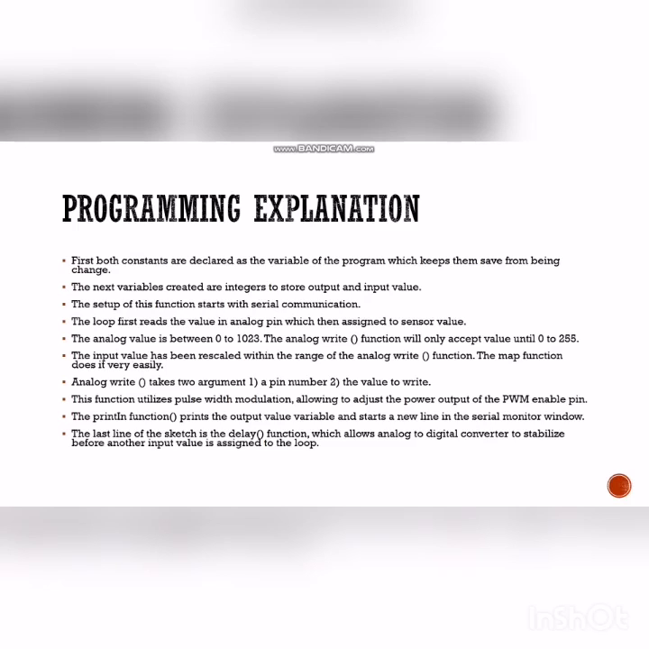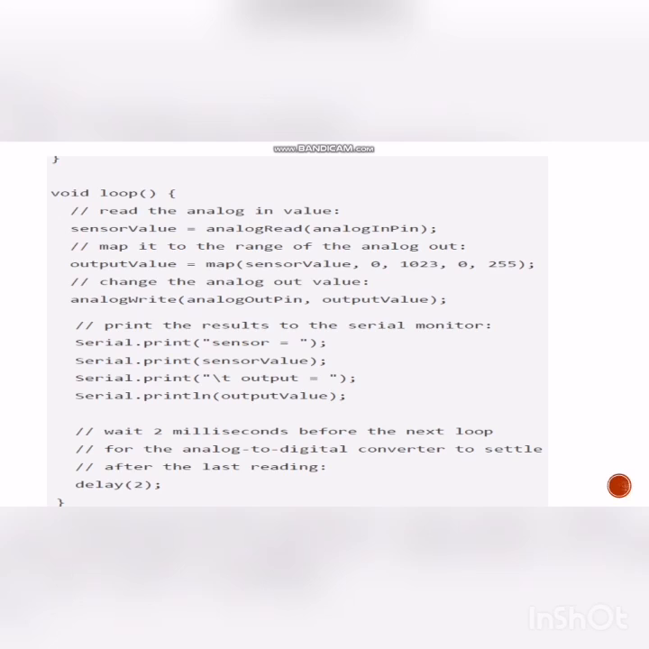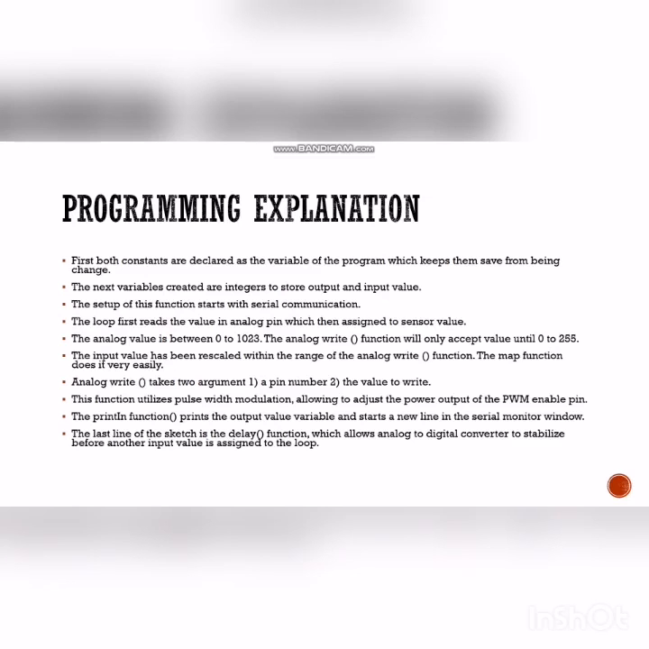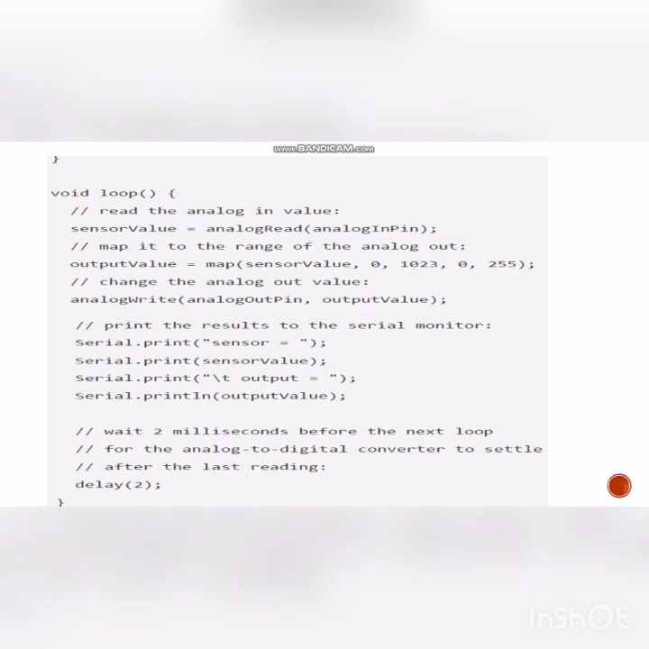As we can see, the analog value is 0 to 1023. The analogWrite function will only accept values from 0 to 255. So in this case, the input value has been rescaled to the range of the analogWrite function. The map function does it very easily.